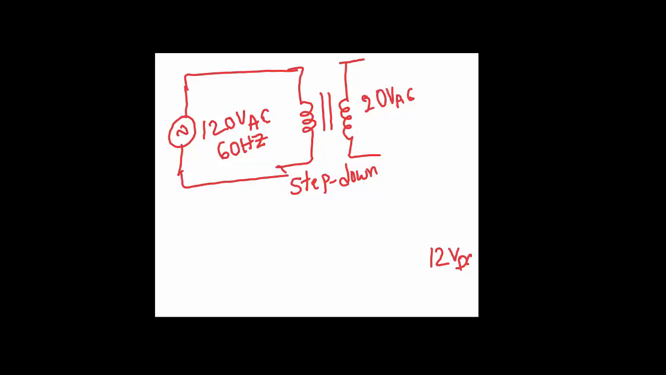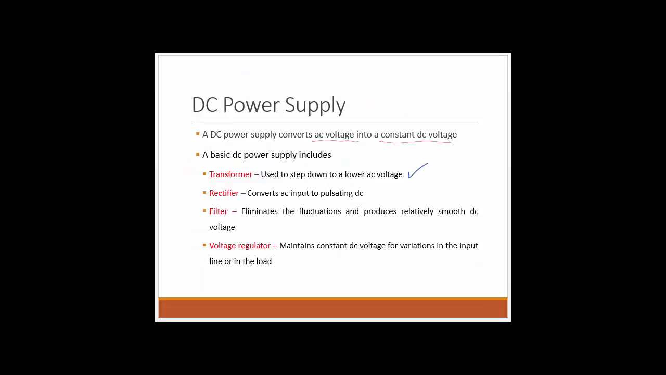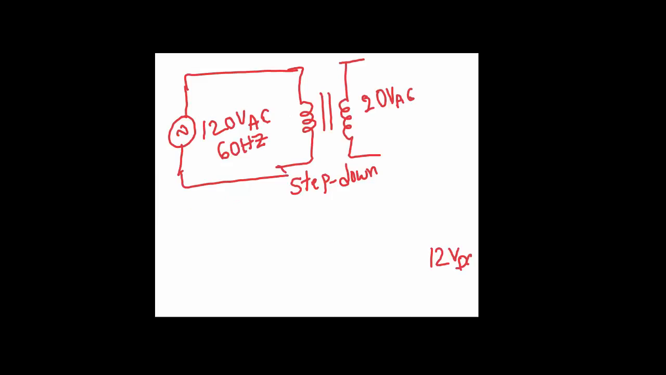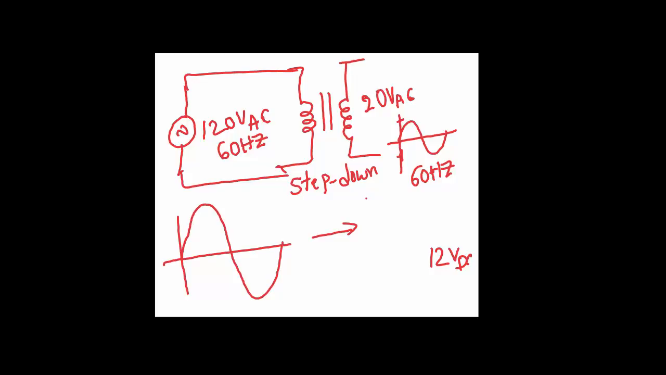So the first stage of a DC power supply is a transformer used to step down to a lower voltage. The output voltage still looks like a sine wave at 60 hertz, but the voltage levels are reduced. A 120 volts signal passed through a step down transformer is reduced in voltage but still carries the same shape and same frequency. If it is a 60 hertz signal here, it is 60 hertz there, except it's 120 volts AC here, and maybe 20 volts there.